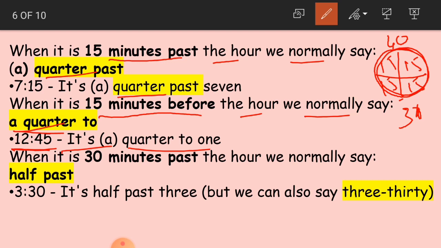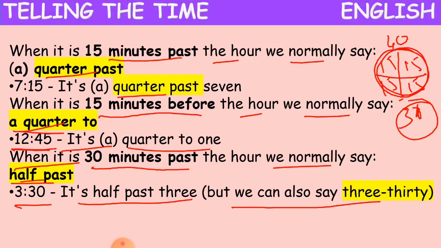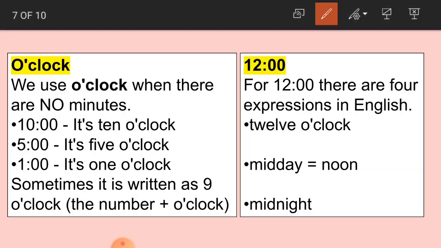Okay children, when it is 30 minutes past the hour, we normally say half past. When it is 30 minutes past, already we have completed 30 minutes, then we will say half past. It is 3:30, it's half past 3. And we can also say 3:30. Anyway, this is correct. Clear children, understood?